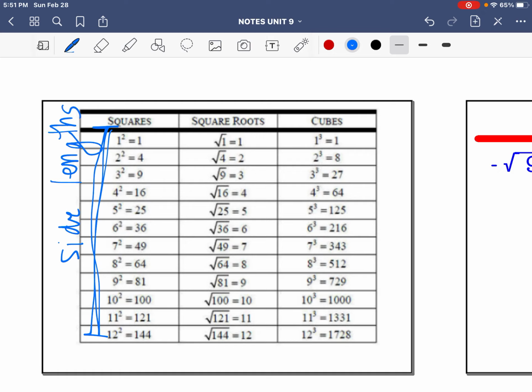So if our side length is 8, then we can see that the area of our square would be 64. And this is going to go the same way on the other side. If my area is this number, so we're going to label this as area. If my area is 64, then I can tell that my side length is going to be 8. So this represents side length.